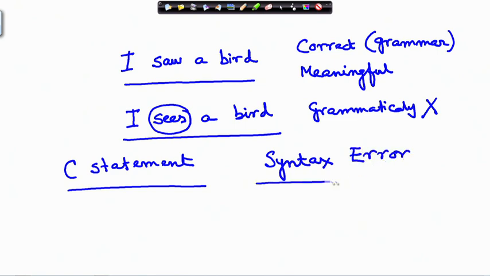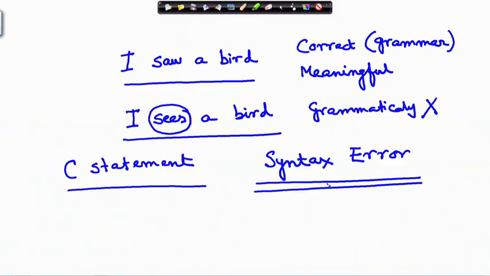All right. So, unless we write something in the correct syntax, there is always a chance it will obviously lead to a syntax error, and the compiler will not produce the corresponding machine code. All right.